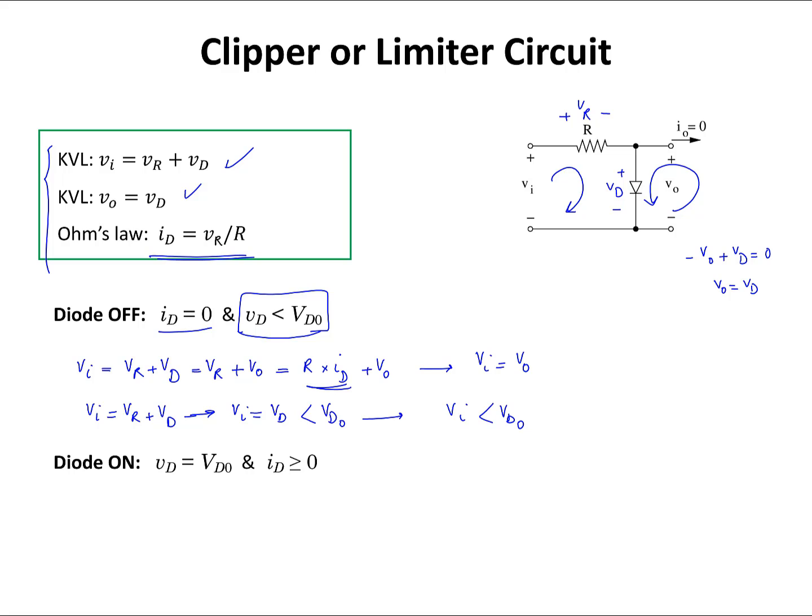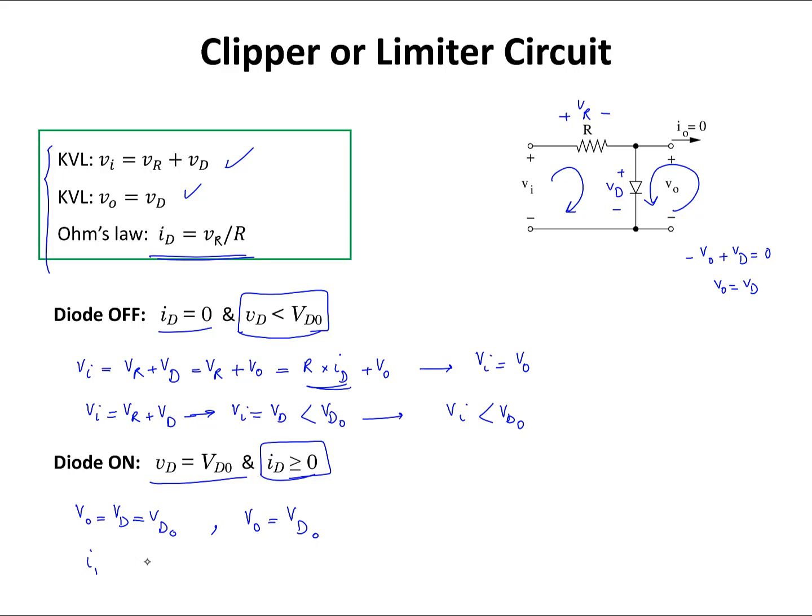Now let's look at the case of diode being on. I know that when the diode is on, voltage across the diode is equal to VD naught and the current through the diode is positive. Because V out is equal to VD and that's equal to VD naught, I know the voltage at the output is going to be a constant value equal to VD naught. Now I'm going to use this inequality to find the range of VI for which this condition holds.